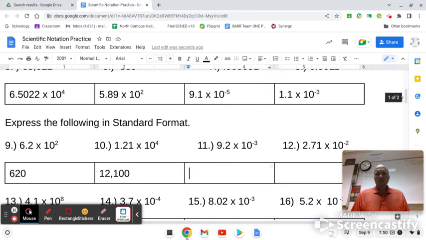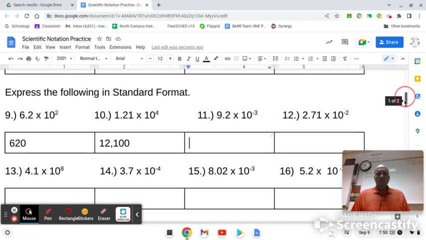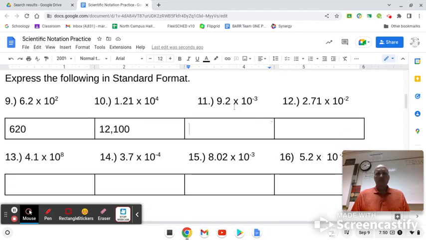All right, number 11. Here I've got 9.2 times 10 to the negative 3rd. This negative 3rd tells me I have to move it 3 times to the left. This number is less than 1. So I'm going to go 1, move to the left 3 times. 0.0092.